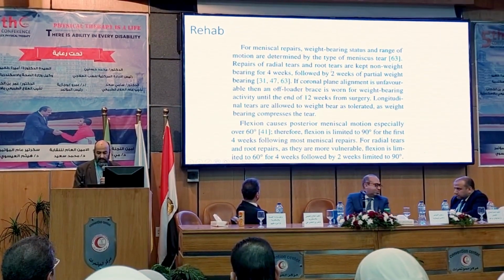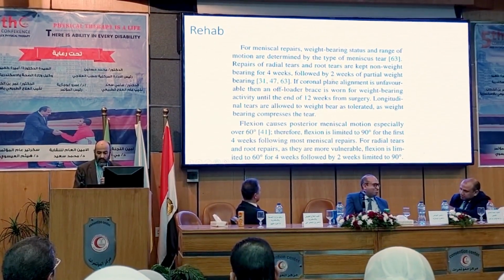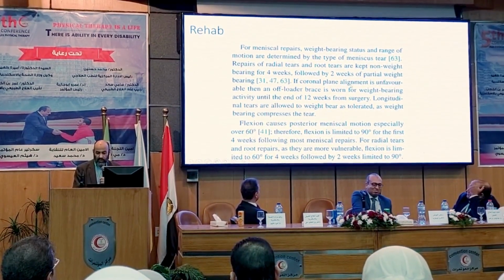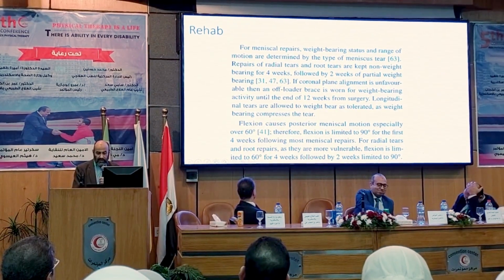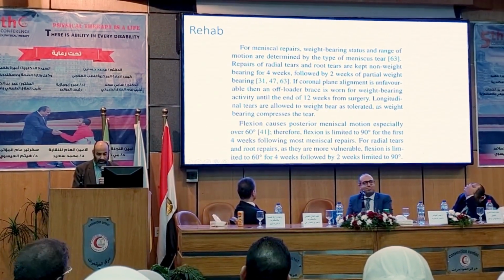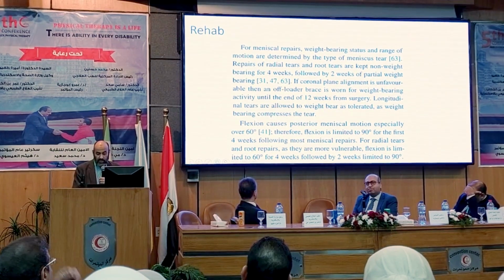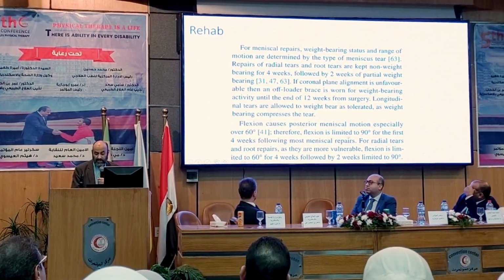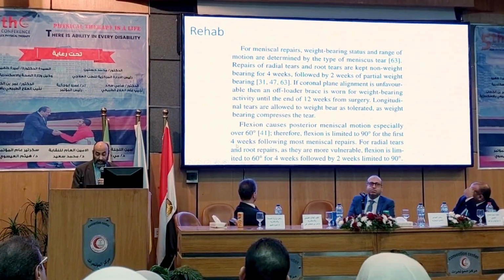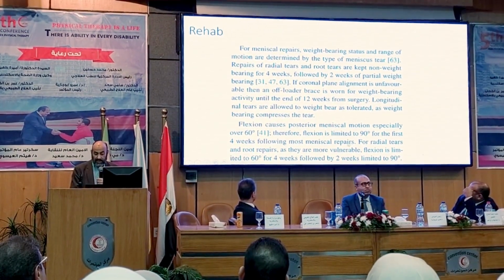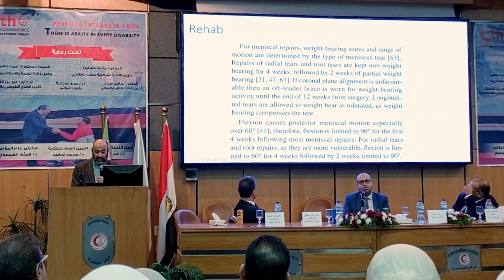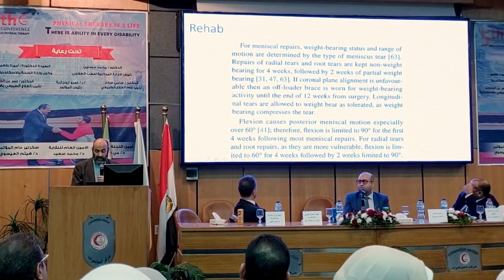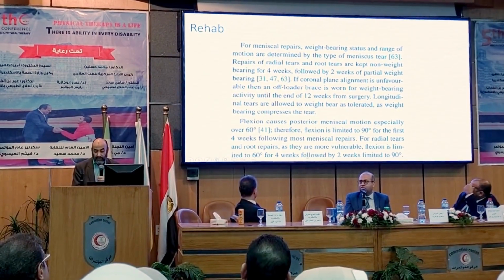Repairs of radial tears and root tears are kept non-weight bearing, followed by 2 weeks of partial weight bearing. If coronal plane alignment is unfavorable, then an offloader brace, which we don't have, I think, in Egypt. Flexion causes posterior meniscal motion, especially over 60. Therefore, flexion is limited to 90 degrees for the first 4 weeks following most meniscal repairs. For radial tears and root tears, most likely flexion is limited to 60 for 4 weeks, followed by 2 weeks limited to 90.